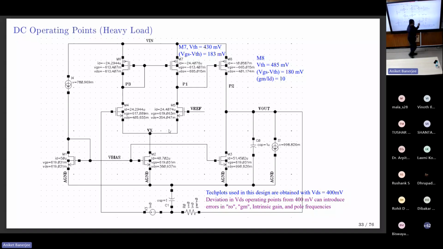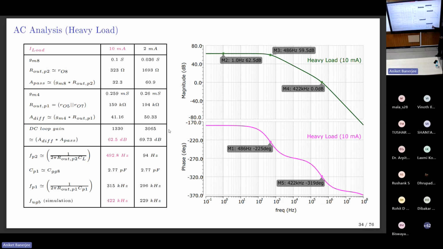If we had used the square law to arrive at W by L, it would have been tough to arrive at this DC operating point in the first iteration itself. But it doesn't stop here. All we need to see is the LDO performance table. This is only the DC operating point. This is okay. So what's next?